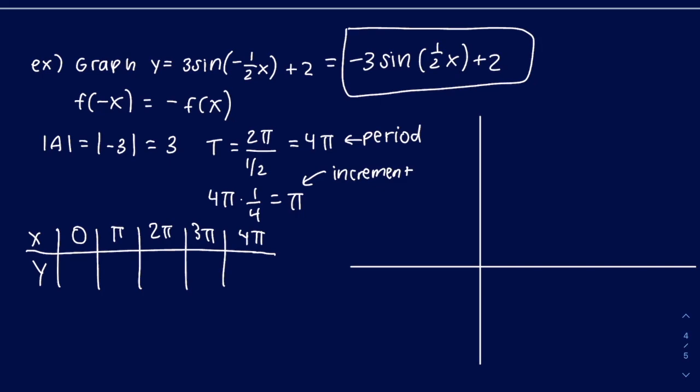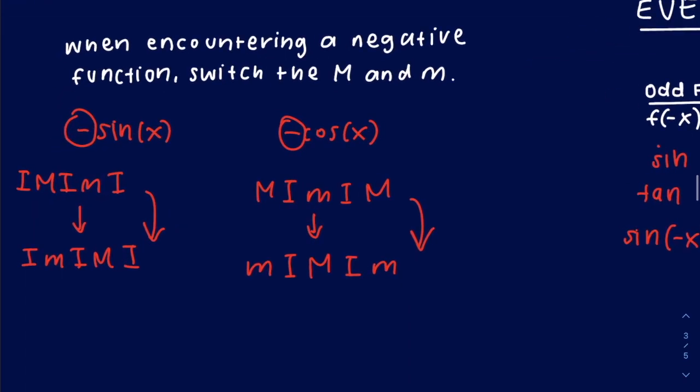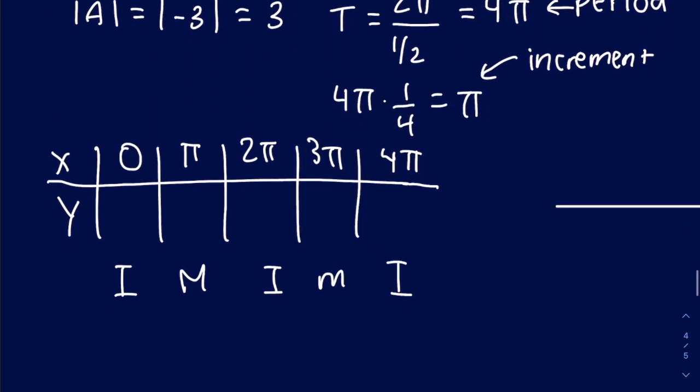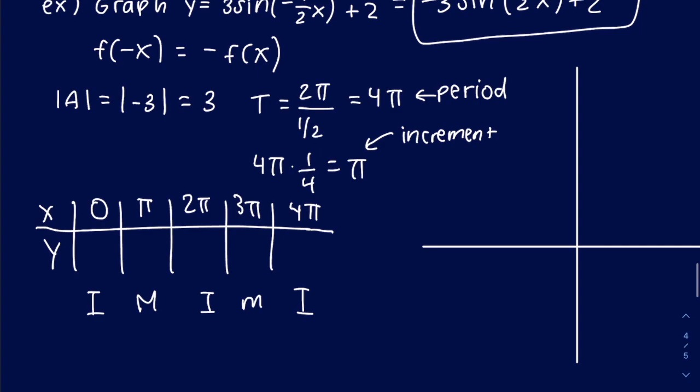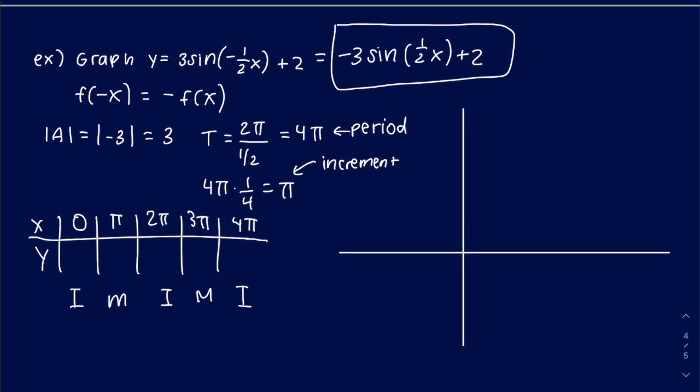So we are dealing with a sine function. So that means that we're going to use the IMImI acronym. However, this is a negative sine function. According to our rule here, if we have a negative function, we are swapping the minimum and maximum in our acronym. So that means that we are going to actually use the acronym intercept, minimum, intercept, maximum, intercept.